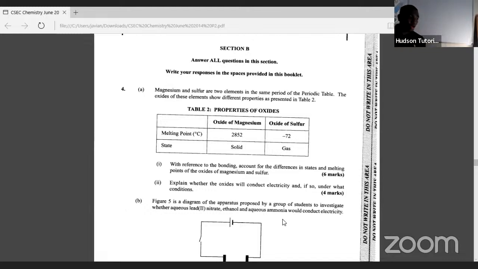The oxide of magnesium, guys, is therefore what? It's ionic in nature, while the oxide of sulfur is non-metallic in nature. So sulfur dioxide, SO2, is a covalent compound, as opposed to magnesium oxide, which is an ionic compound. Magnesium oxide is formed as a result of the electrostatic force of attraction between the positive magnesium cation and the negative oxide anion from oxygen, right?